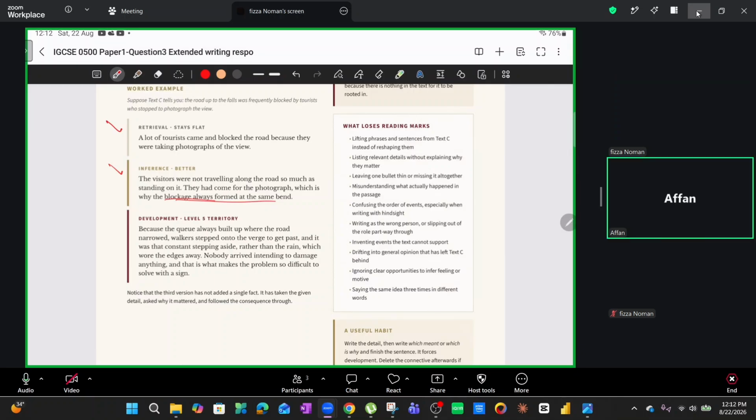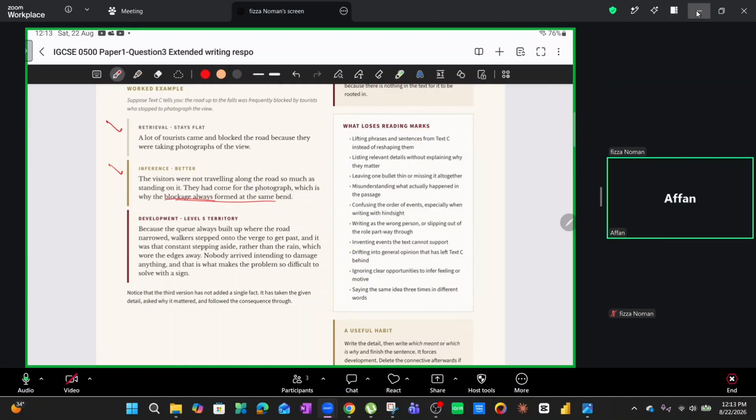Yeah. Okay. And then to take it up a notch, we see development. How can we actually make it better? This is something that you will generally be tested on when it comes to your question number 3, all right? Because at the end of it all, you need to refer back to text C. You know that, right? Yeah.